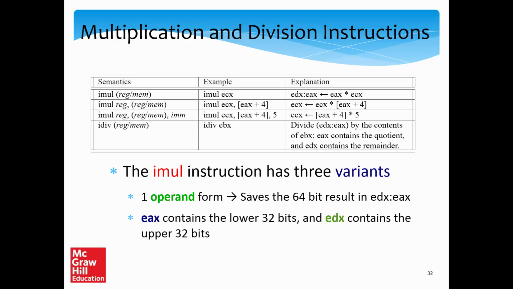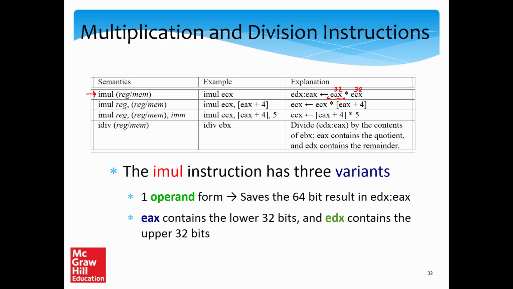In the single operand form, which is the first one, what do we have? If we call IMUL ECX, by default it multiplies the value in EAX with that of ECX. That is a default behavior: whatever is in EAX, it will multiply with ECX. In the case of a 32-bit instruction set, the value of EAX is 32 bits and the value of ECX is also 32 bits.